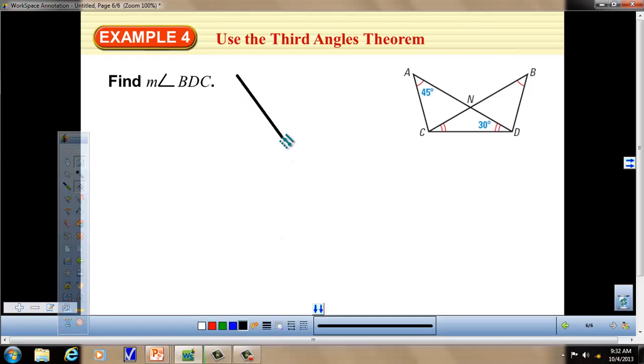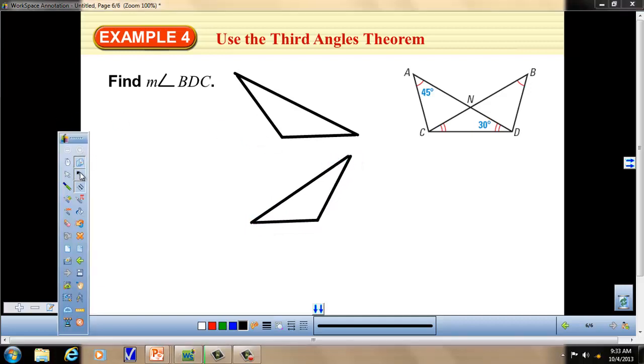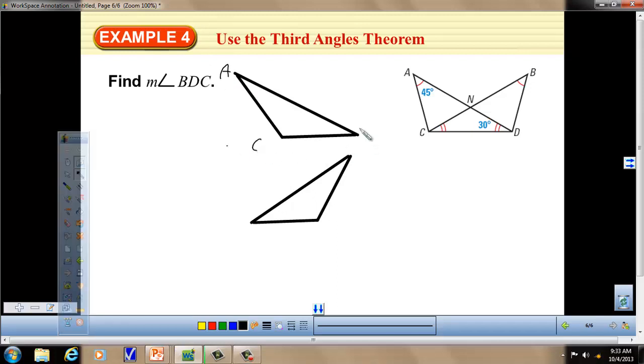So I'm going to draw one triangle like this, and then the second triangle like this. And the first triangle is triangle ACD. Can we see it right here? ACD. And the second triangle is BDC.